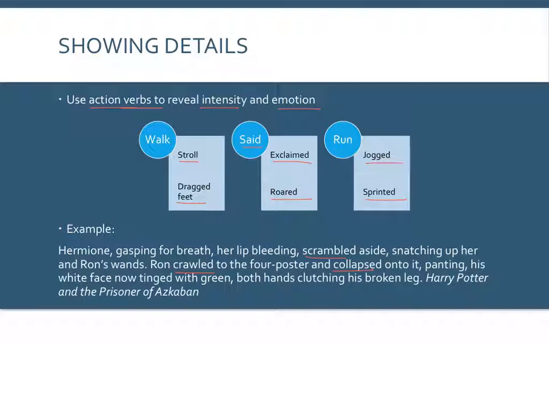Scrambled, crawled, collapsed. All of these are indicating that something is wrong. You don't scramble just for fun. You don't crawl just for fun, unless you're a baby. You don't collapse just for fun. So we're using these verbs here to create a very dark image, help to reveal the emotion of the scene. And then we've got some secondary verbs used more as present participles here. They're just description: gasping, lip bleeding, snatching, panting, clutching too, building on that really dark imagery.